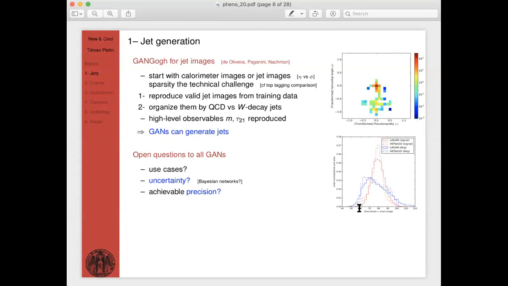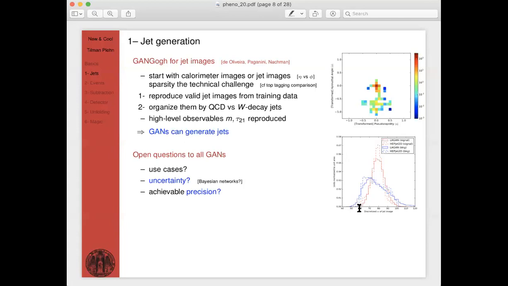The open questions that they pose in this paper to GANs are already the open questions that we're talking about now. Namely, first of all, what's a cool use case? What can we actually use this for? It's a seriously nice new technique, but the open question is always, can I play with that? Where can I use that? A beautiful example is Sherpa using networks in the integration, networks which are not meant to integrate anything.